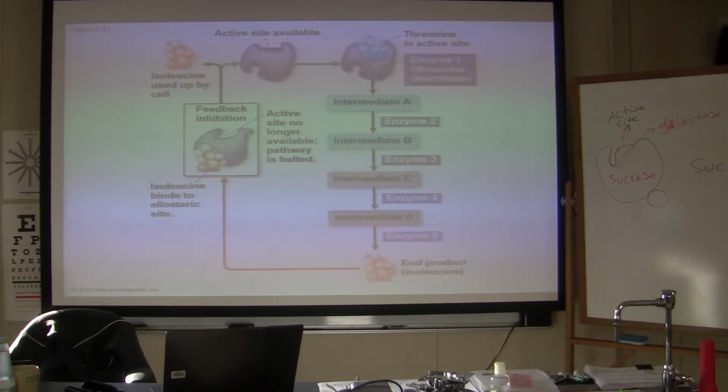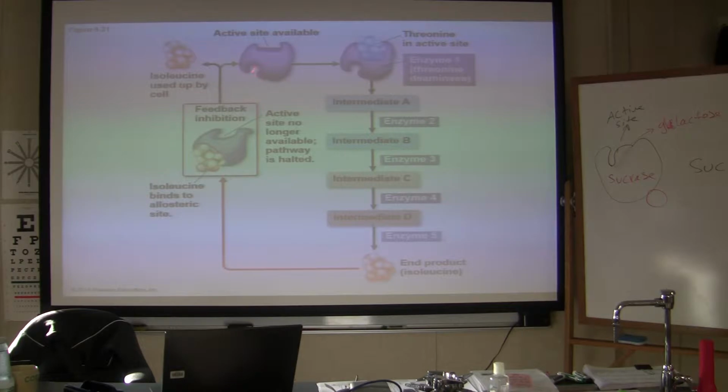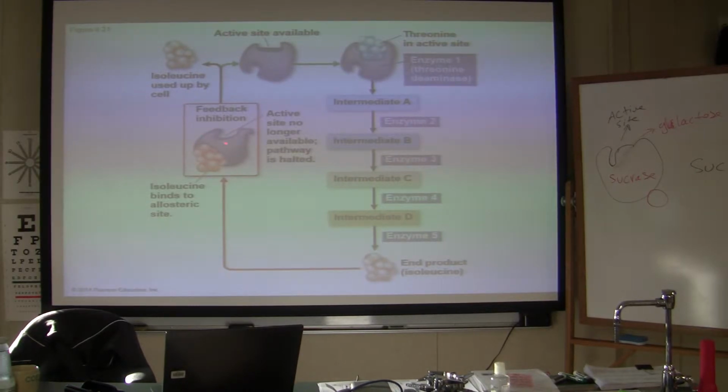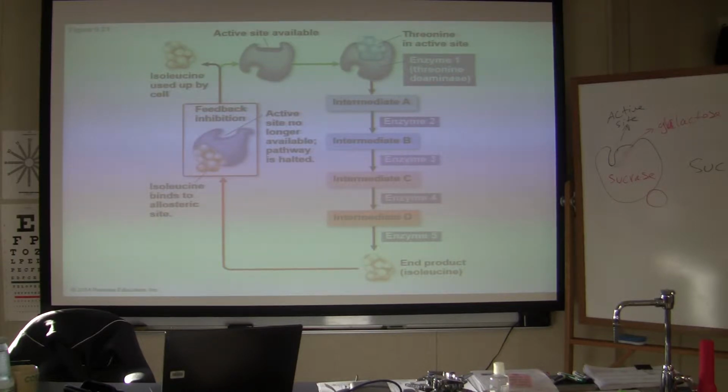Then what will happen is that isoleucine comes and sits right here. Isoleucine is used up by the cell, and isoleucine sits on that enzyme right here. Do you guys see that? And then the shape of the enzyme changes. When the shape of the enzyme changes, it cannot take 3-iodine and turn it into isoleucine anymore. This is the regulation mechanism of an enzyme.